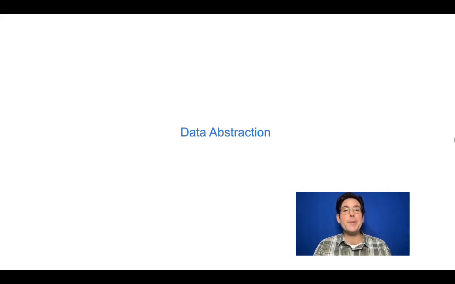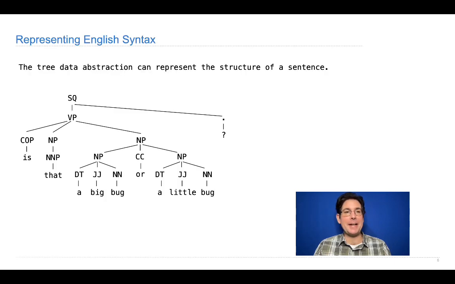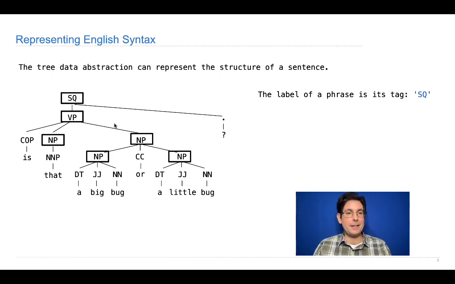The first thing to do is decide how we will represent a parse tree in Python. And I think we should just use the tree data abstraction that we already have, but we have to decide what goes into the labels. Well, the label of a phrase, which is a multi-word construction, can just be its tag. And then the branches can be all the subphrases or words within that phrase.